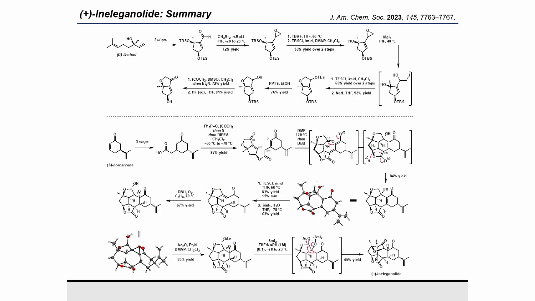In summary, we could present an asymmetric convergent total synthesis of the complex nosembronoid diterpenoid ineleganolide. Starting out with 2 enantioenriched fragments, we developed a route to a highly strained bicyclic enone through intermolecular SN2 cyclization. Showcasing unique esterification conditions for highly sensitive substrates, we could couple these 2 fragments together.